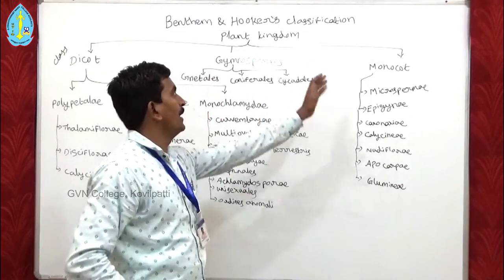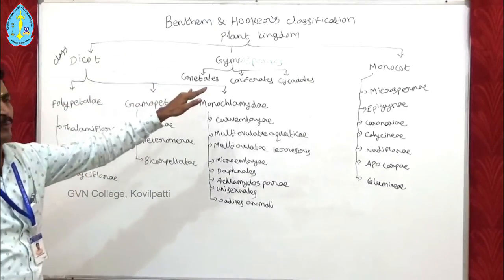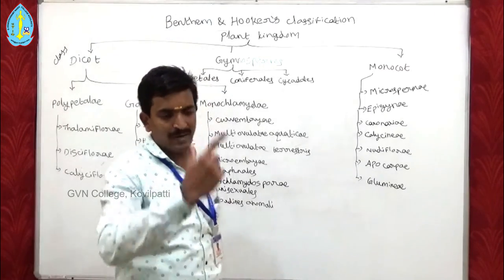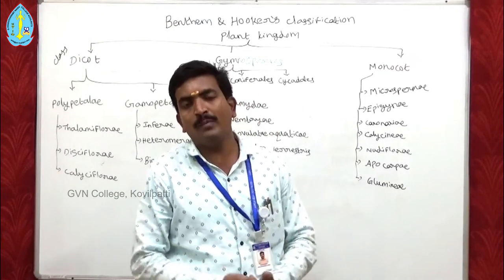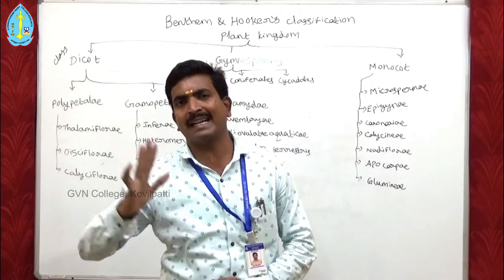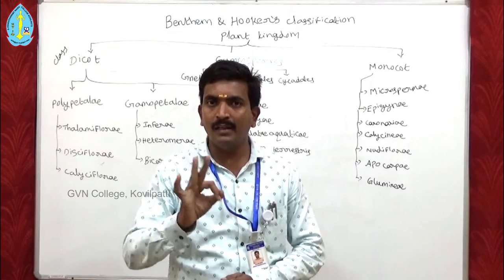Let us see how Bentham and Hooker classified the plants. He classified them into dicot, gymnosperms and monocot. In dicot, Bentham and Hooker studied the dicotyledon plants. In dicotyledon plants, mostly flowering plants, the flowers contain three types of different characters. In dicotyledon alone, flowers contain three different characters.